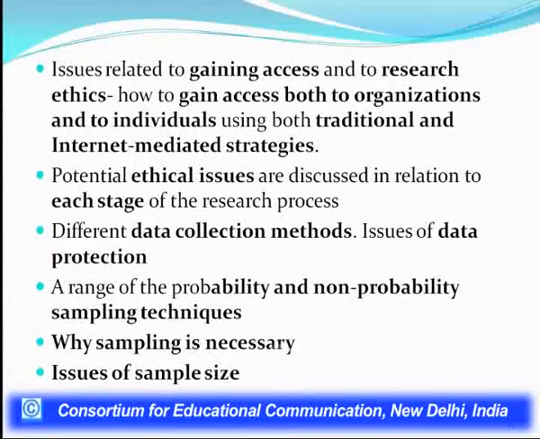There are definitely some issues relating to gaining access and research ethics: how to gain access to both organizations and individuals using traditional and internet-mediated strategies. Potential ethical issues are discussed in relation to each stage of the research process, which have already been discussed, and the different data collection methods, the issue of data protection, and a range of probability and non-probability sampling techniques, why a sample is necessary, and the issues of sample size. So all these issues are very pertinent and very important.